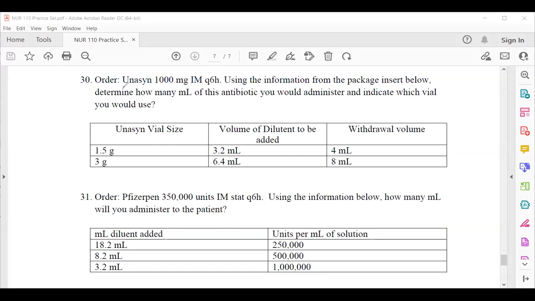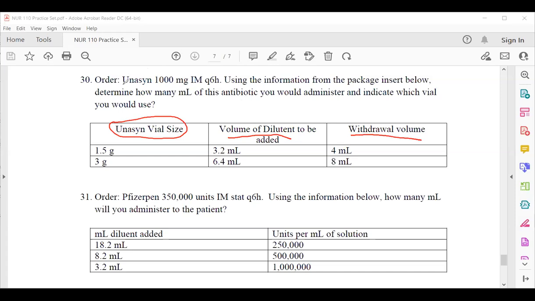So what this question is showing is you would have a label or a label insert that would give you some of this information. It will tell you that it's available in a couple different vial sizes. It tells you how much water or diluent to add, which is usually sterile water, and then it'll tell you what the total volume is.